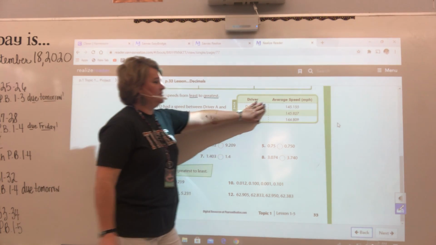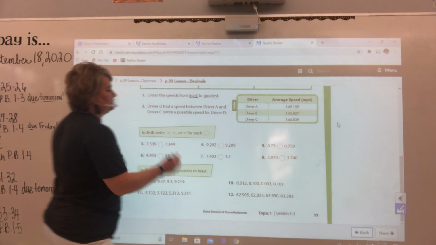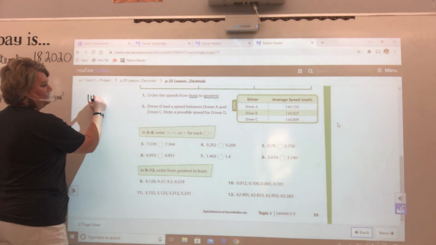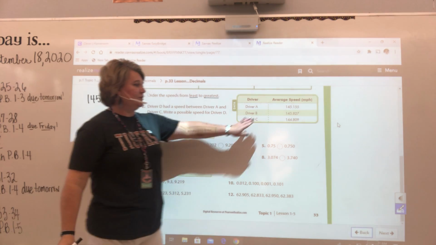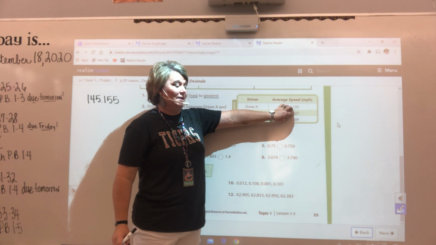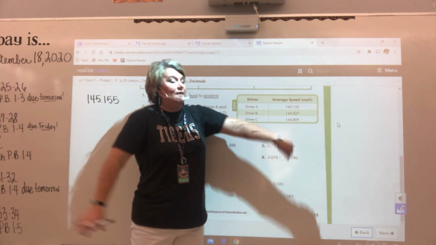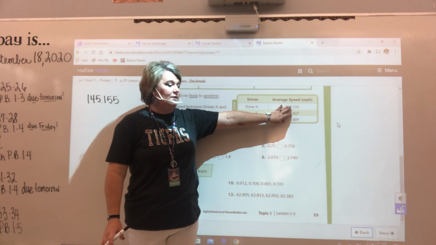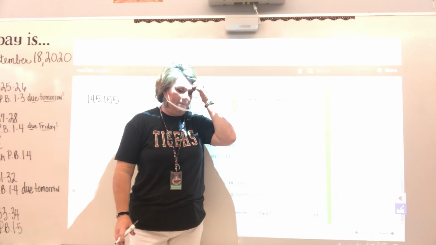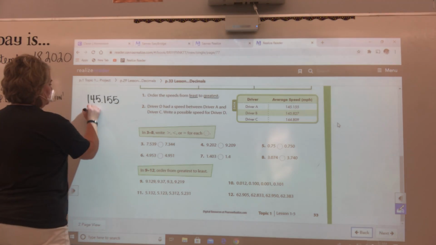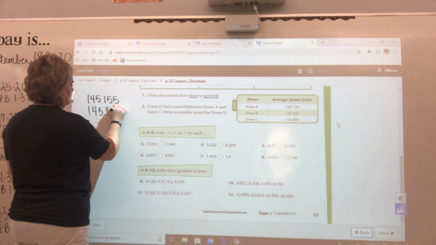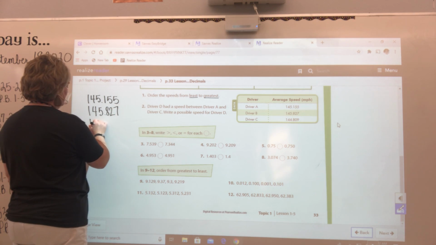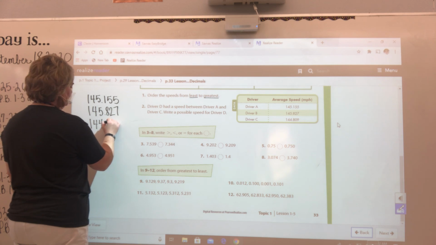And here's the speeds over here. So here we go. Let's write them. Driver A was 145.155. And I'm going to tell you, like I told you yesterday, you can look on your paper. Get this off your paper, so you don't have to look at my board to get this. You write it off your paper while I write it off my paper. My paper is the same thing as your paper.